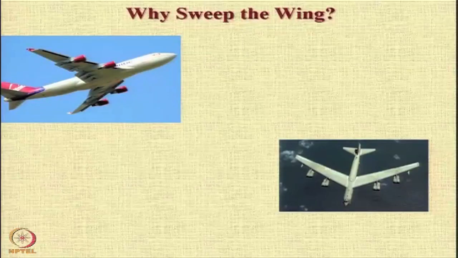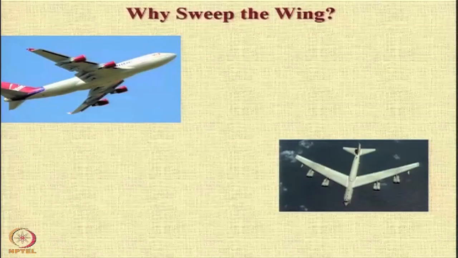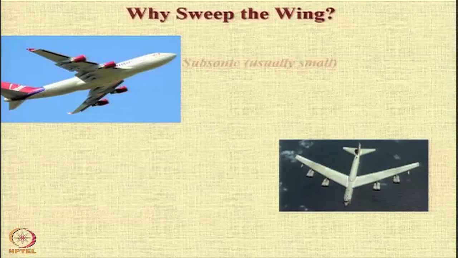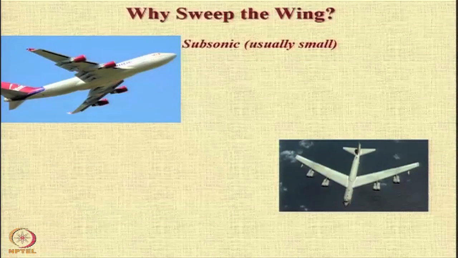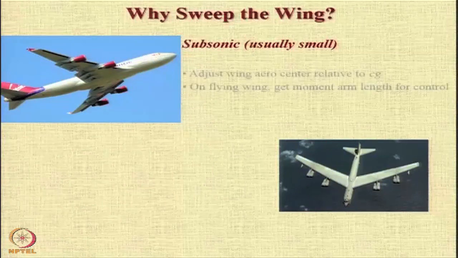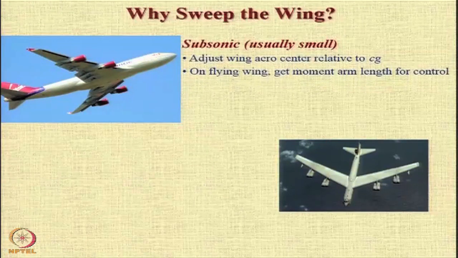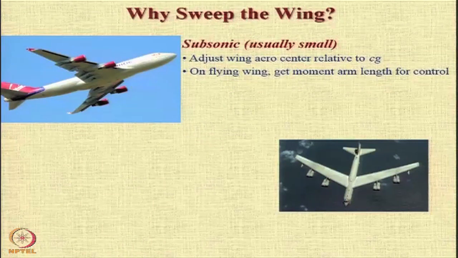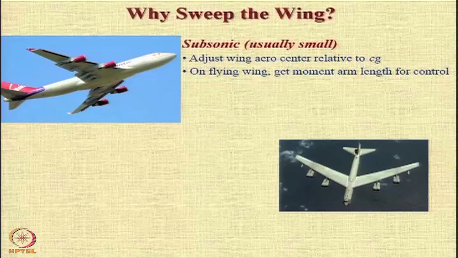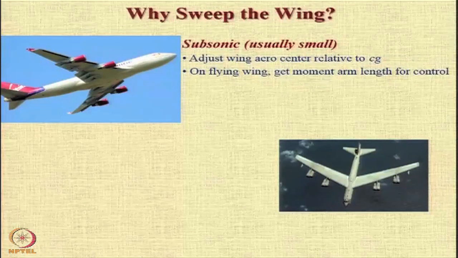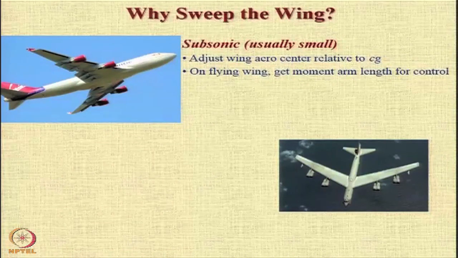One question that many people ask is, why sweep the wing? What is the benefit of providing sweep back on the wing? When it is a subsonic aircraft, usually we provide a very small amount of sweep. One reason for this could be to adjust the wing aerodynamic center relative to the center of gravity, because you would like to have the distance between them the minimum. And one way of doing it is to actually take the aerodynamic center slightly behind.